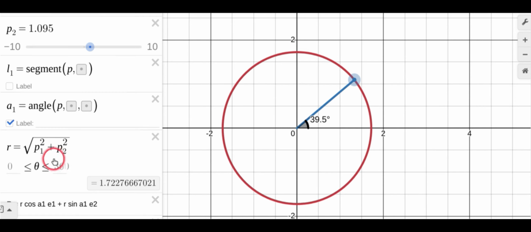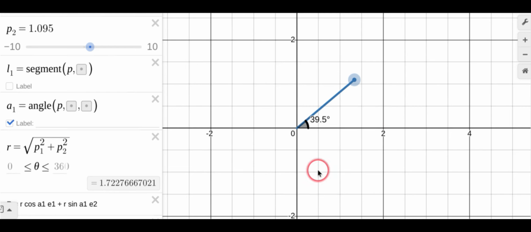And for r, we need the magnitude of that, which is given by just the Pythagorean theorem. So it's this distance squared plus that distance squared equals that distance squared. So we take the square root of those, we get the magnitude of this line segment, which is the radius. All right, so let's get rid of that circle because we don't need it.